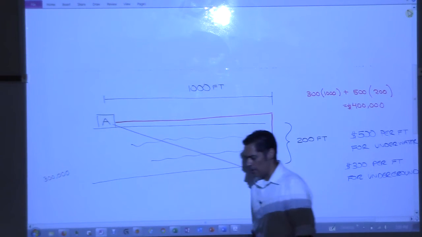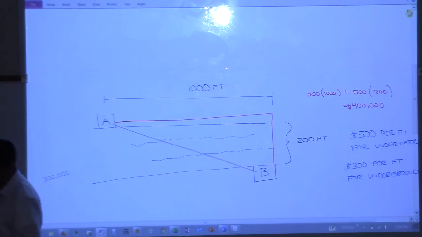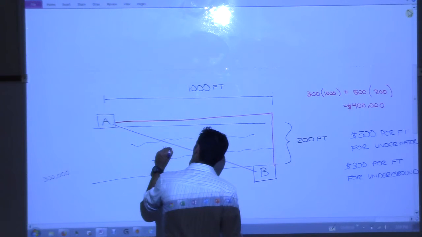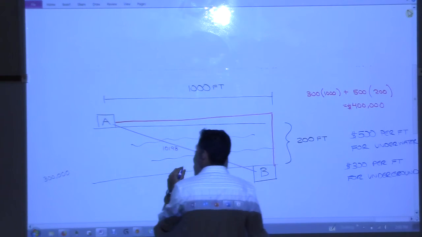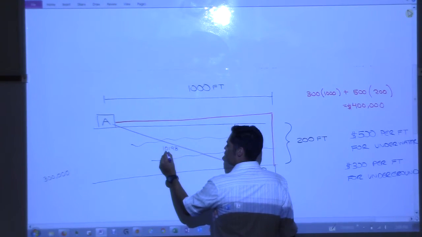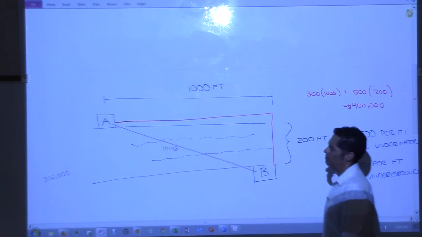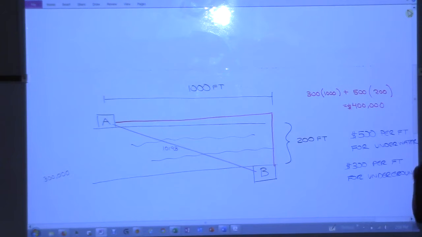This should be, well, I'll get mine out. That should be the square root of 1,000 squared plus 200 squared. Someone's getting that for me. 1,019.8, and some change maybe, right? Okay. So 1,019.8 feet, something like that.